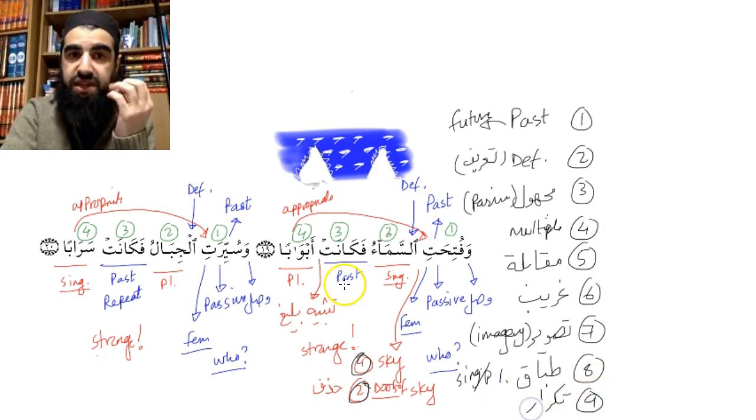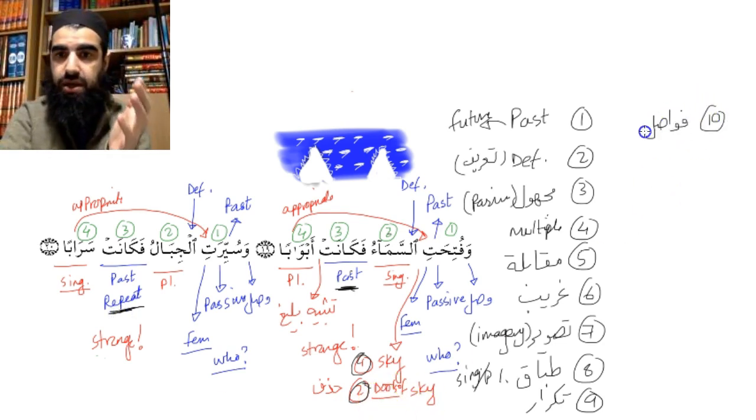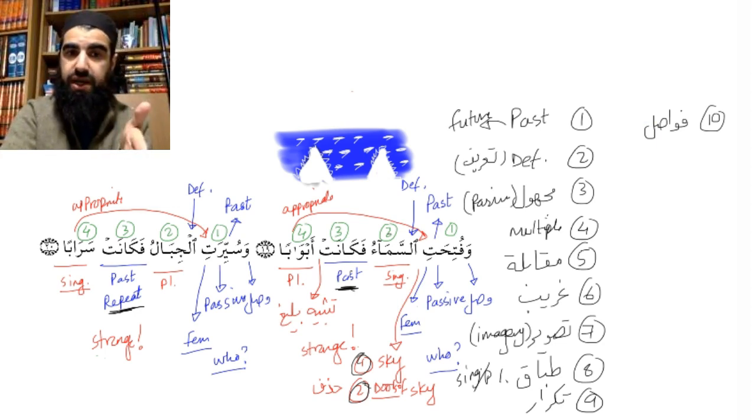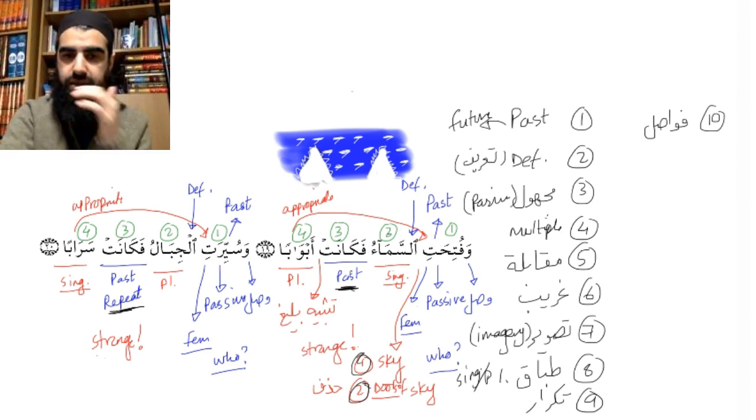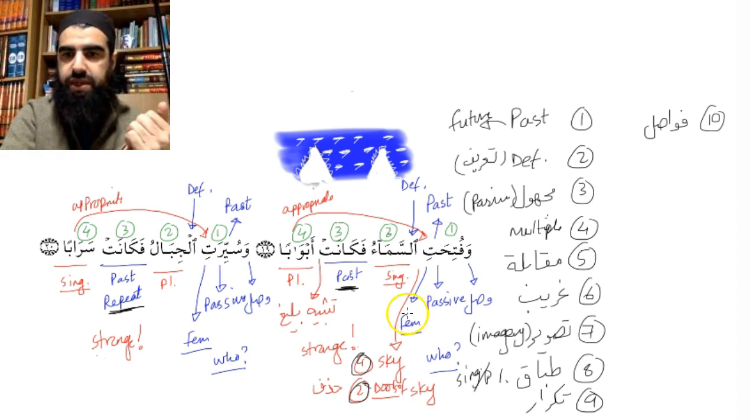Number 9, we have takrar, repetition. Yeah, so kanat, kanat, kanat. Number 10, we have fawasil. So fawasil, the ending of the verses, abwaba, saraba, and it's very consistent from the beginning of the chapter. You can see it continuing there.